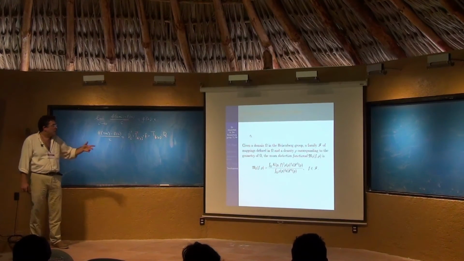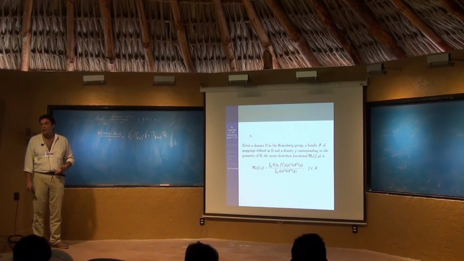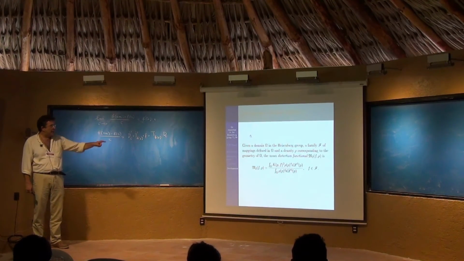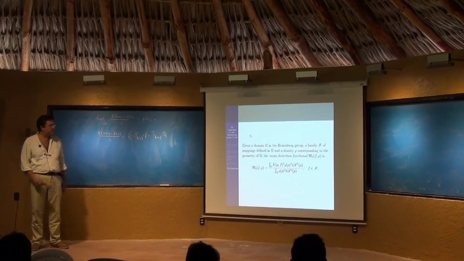Okay, so suppose that we have a density rho which corresponds to the geometry of omega. Then the mean distortion functional is this thing. It is an integral of K squared times rho to the fourth power, over the integral of rho to the fourth power, the modulus, say. Right?